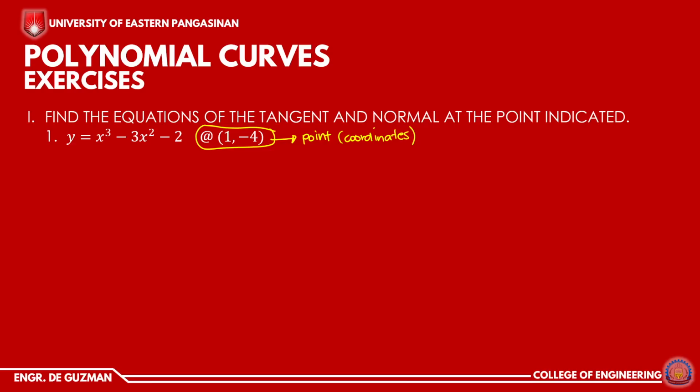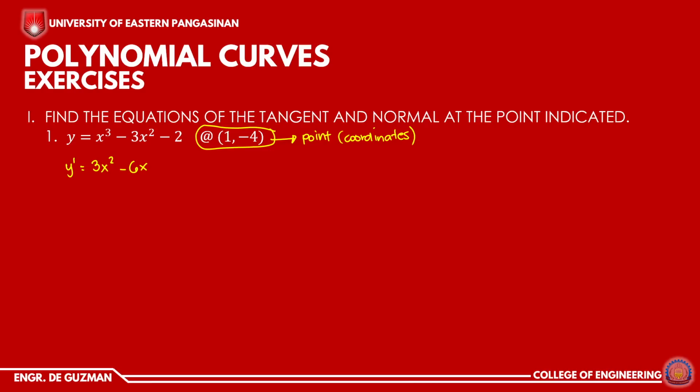So, unang step natin ay yung parang ginawa natin sa derivative interpreted as slope, dun sa chapter 3.2, hinanap natin yung value ng slope. So, yun yung first step natin dito is to find the slope or m or y prime. So, derive natin tong equation. y prime is equals to 3x squared minus 6x. So, ayan na yung ating y prime.